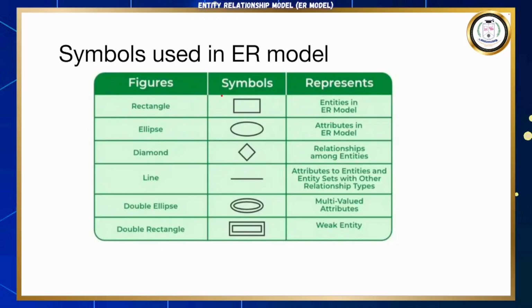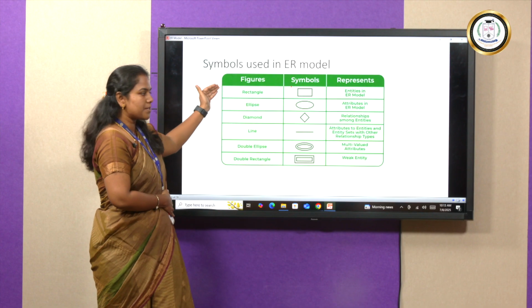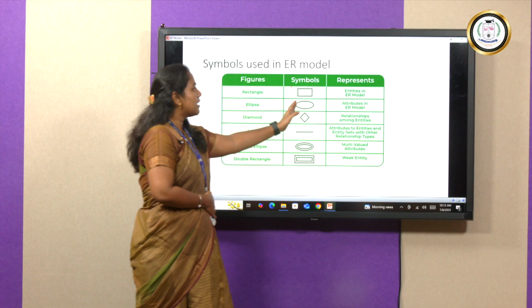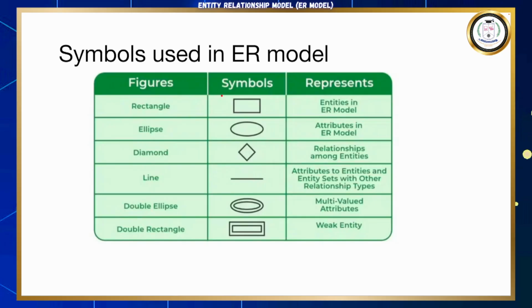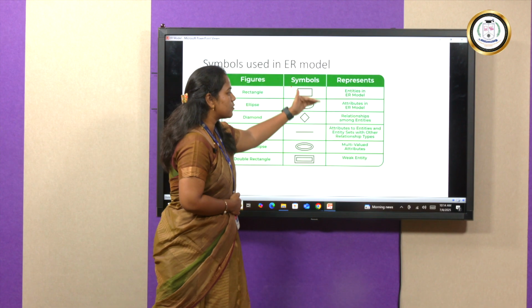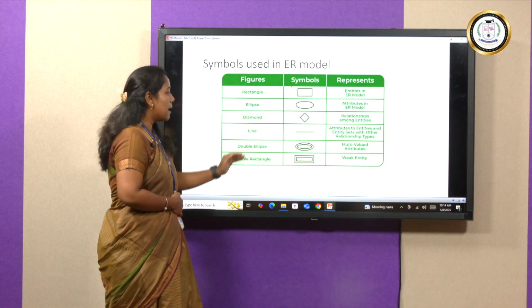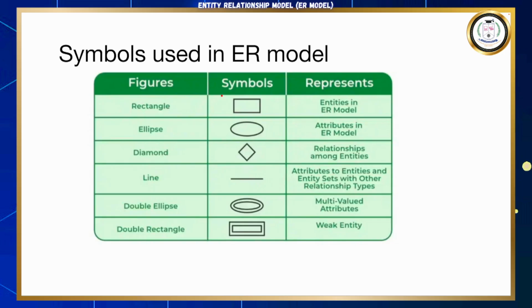First one is symbols used in ER model. What are the various symbols which are used to build an entity relationship model? The various symbols are: rectangle, which represents the entities. Attributes are represented by using an ellipse symbol. The relationship between the entities is shown using a diamond symbol. Then the connection between the relationships, attributes and entities is done using a line symbol. Multi-valued attributes are represented using a double ellipse symbol. Then weak entities are represented using a double rectangle.